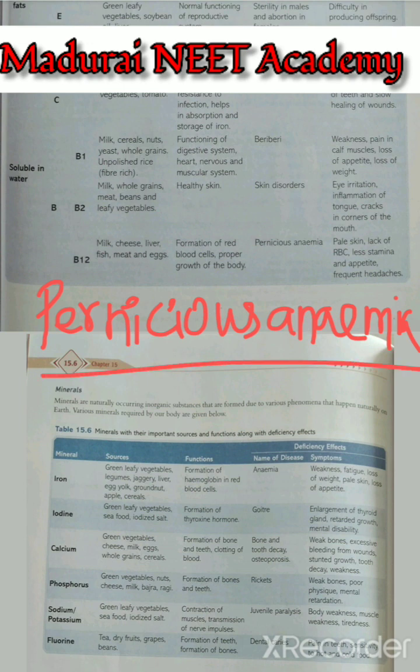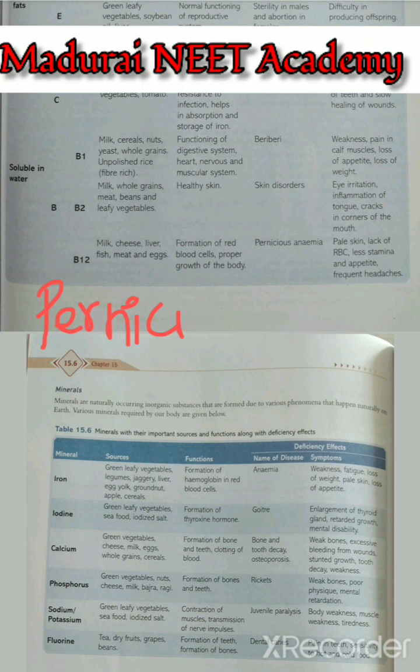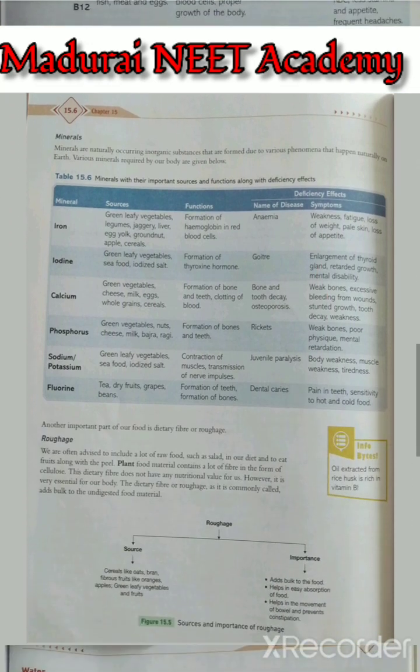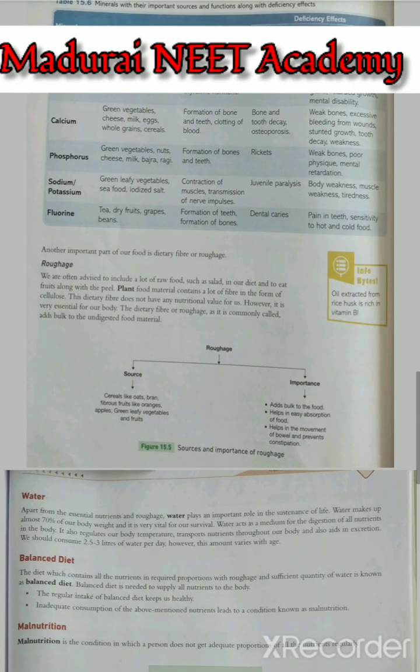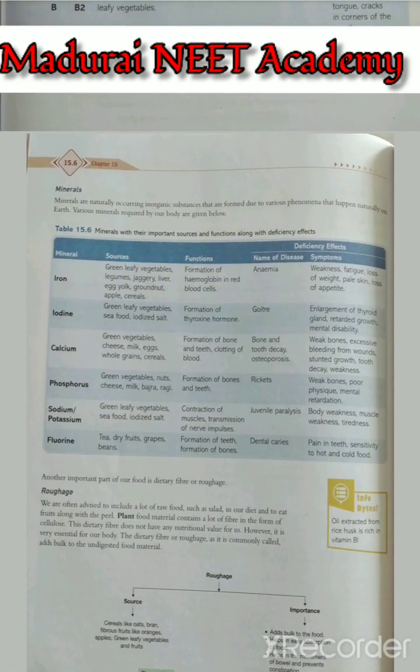The function of B12 is very obvious: it is involved in the formation of red blood cells and proper growth of the body. The next important nutrient is minerals. As we discussed earlier, minerals are very essential for our body to maintain good health and also to prevent various diseases. The minerals include iron, iodine, calcium, phosphorus, sodium, potassium and fluorine.